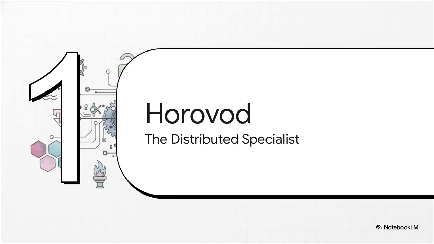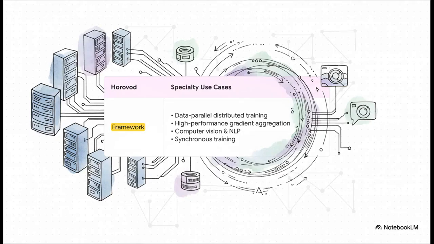And finally, we've got our third tool, Horovod. So if Kubeflow is the Kubernetes native and Ray is the scalable framework, then Horovod is the specialist. It is laser-focused on doing one thing and doing it incredibly fast: distributed training. Horovod's specialty is an approach called data parallel training. So imagine you have a massive data set. Instead of one machine trying to learn from all of it, you give a small piece of that data to hundreds of machines. They all learn at the same time.